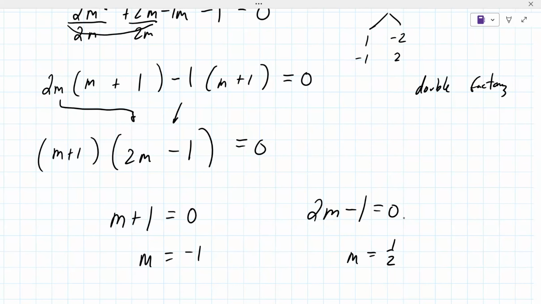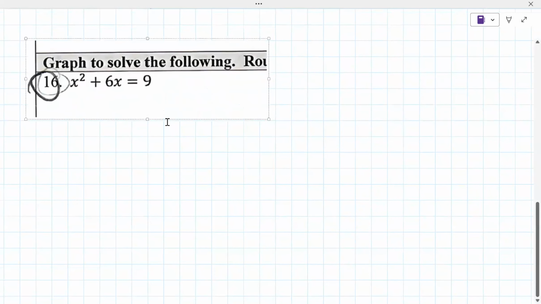Any questions on that? All right, so the next grouping of problems, 16, say to graph to solve. So are you guys using a graphing calculator in the classroom? Do you have a TI 83 or 84? Okay, so there's a couple of ways to do this.